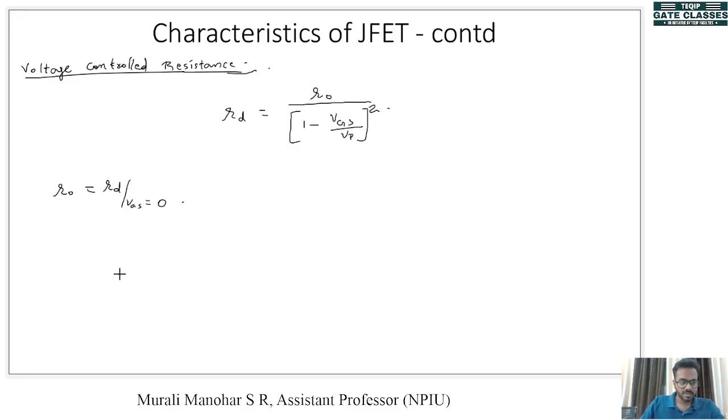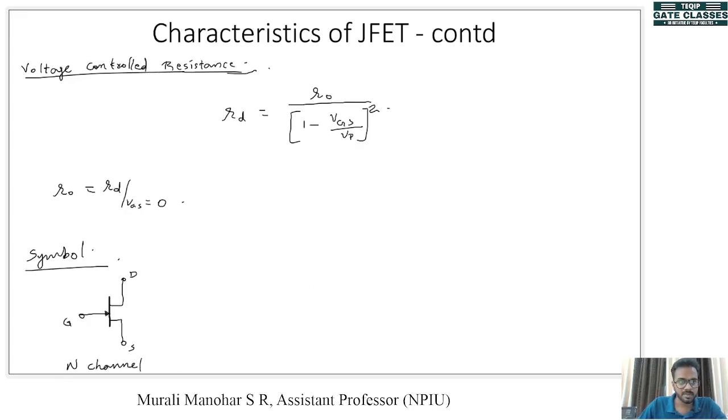Okay. Now the symbol of an FET looks like this: the substrate, then the three terminals. This is the gate, this is drain, and this is source. Now depending on whether it is N channel or P channel, there will be an arrow pointing in or out. If this is N channel, then gate will be P. That means an arrow will be pointing in like this. So this is N channel JFET.